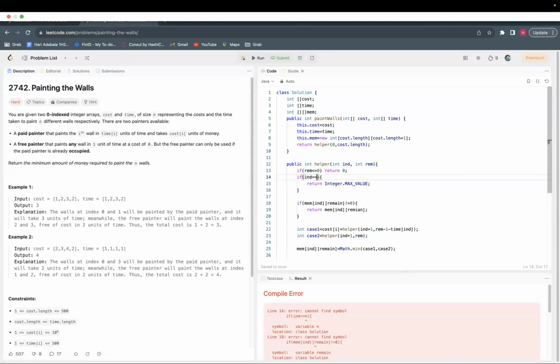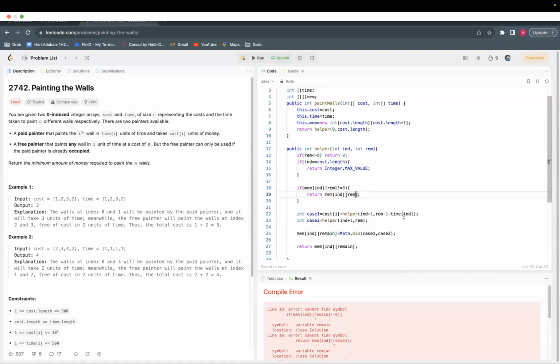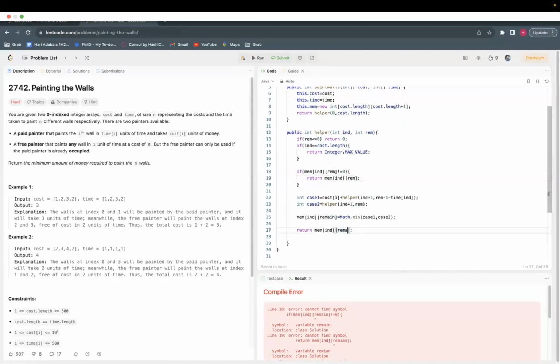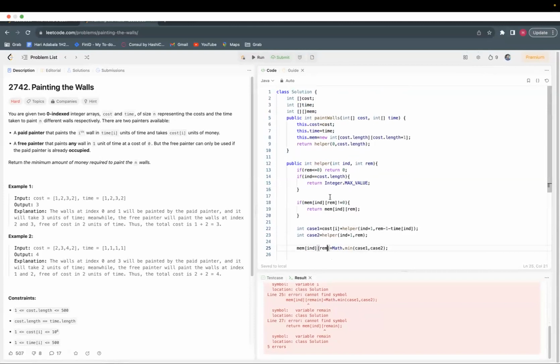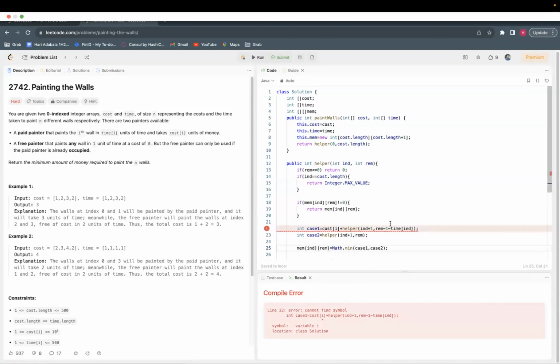Okay, so n being cost dot length. Cannot find symbol. Okay, my bad. It's just REM. It's just REM. Okay, one last error. Variable I is not found because it is IND.